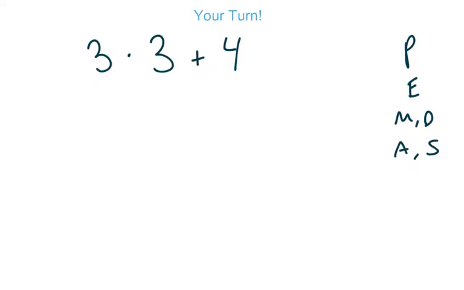I go down the line, and I look for any parentheses first. I start with the P. I don't see any parentheses, so I cross it off. Then I go down the line and look for exponents or square roots. I don't see any, so I can cross it off.